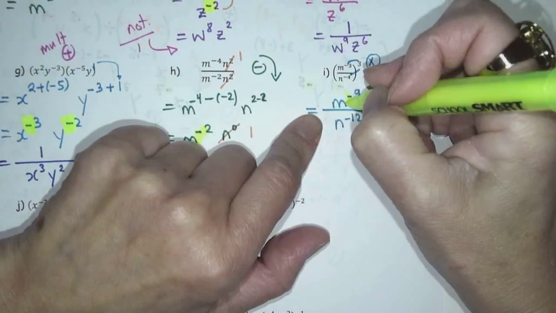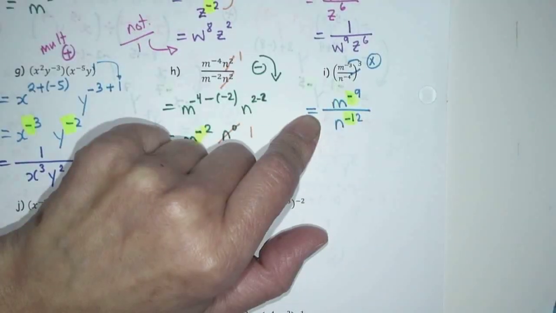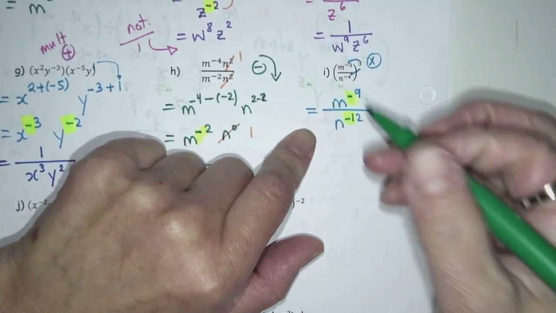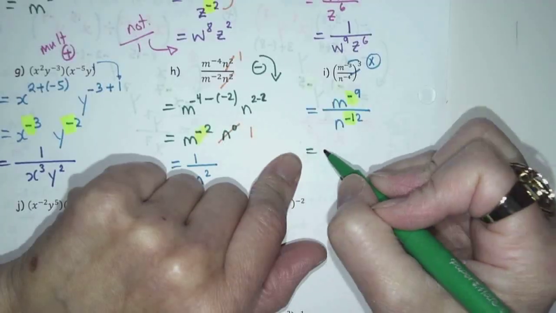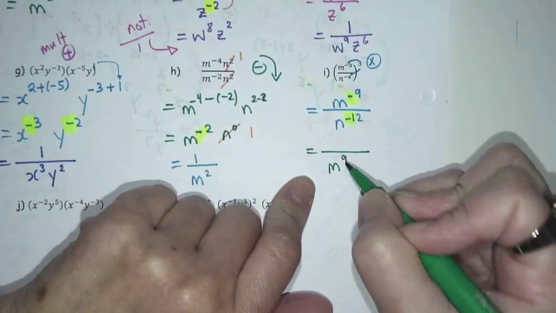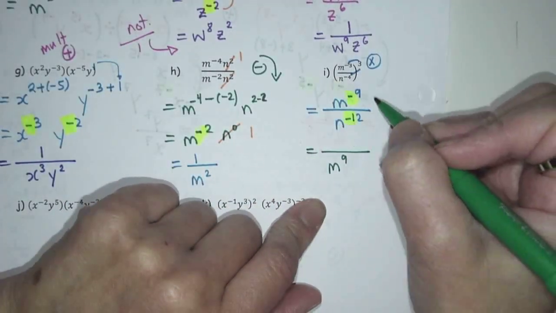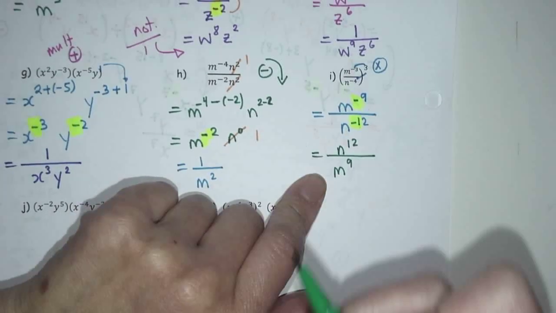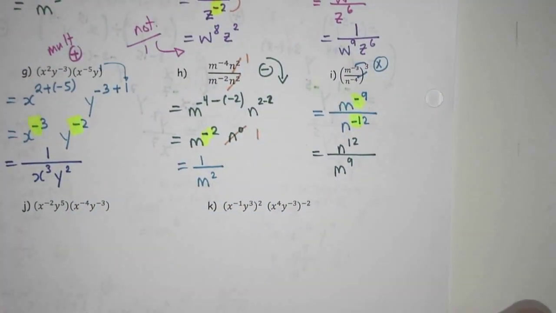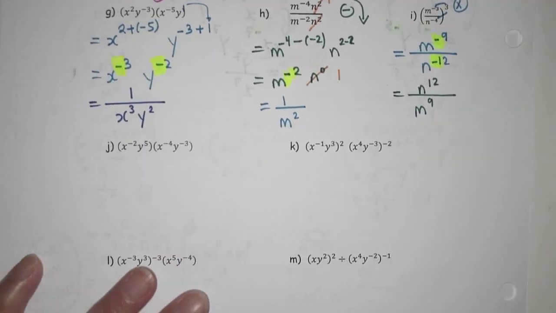So this negative here, the very last step, means you want to fix that. So if it's negative in the numerator, then it's going to move down to the denominator. If it's negative in the denominator, then you move up to the numerator. So that's our answer. All right.